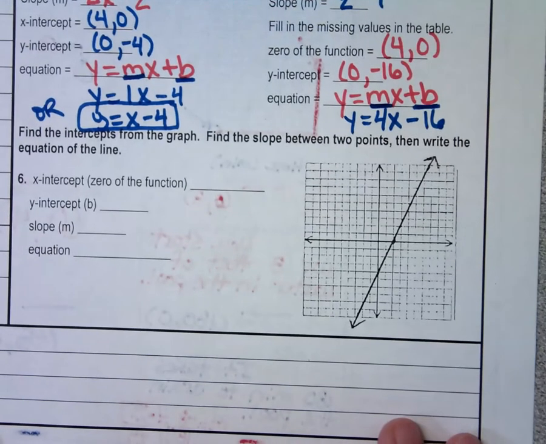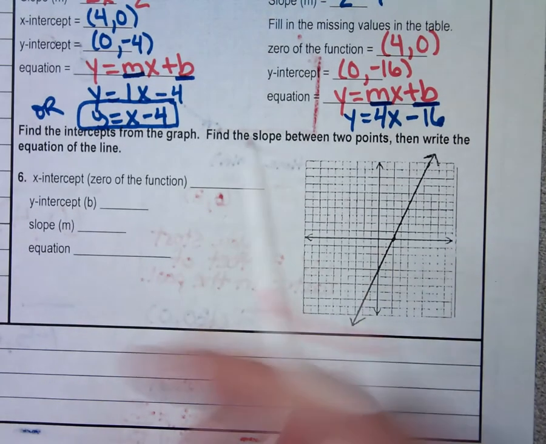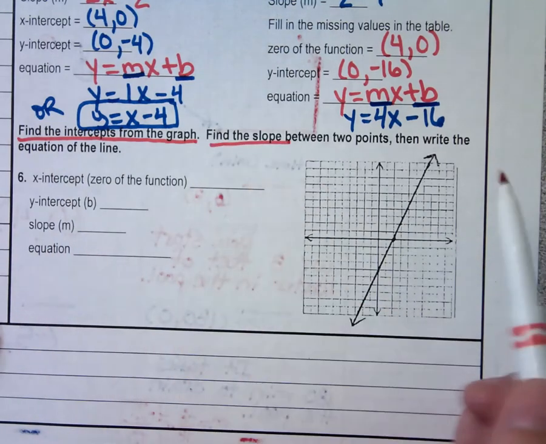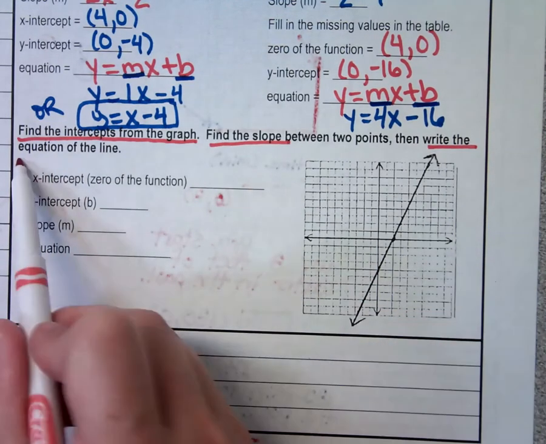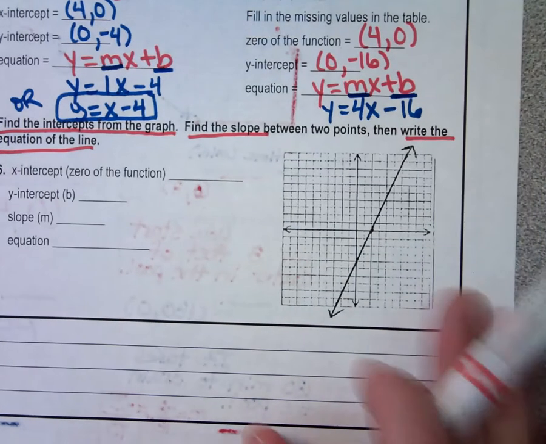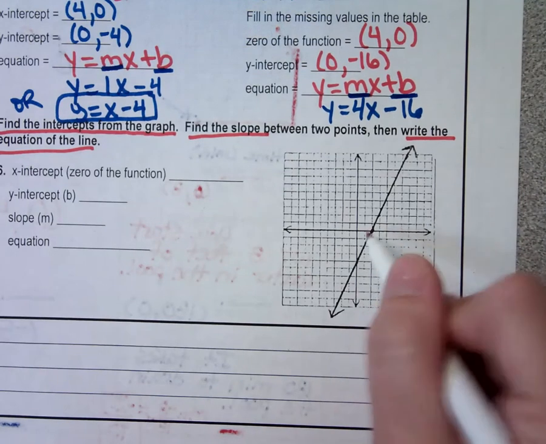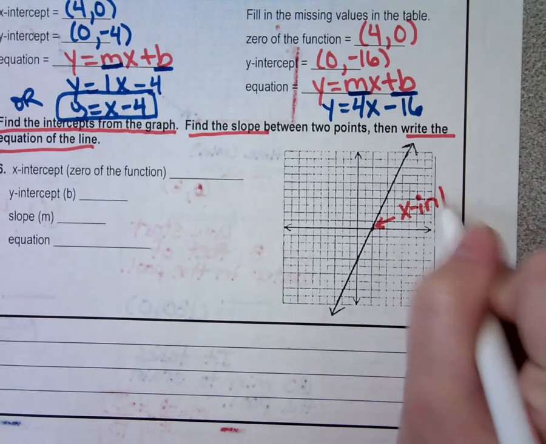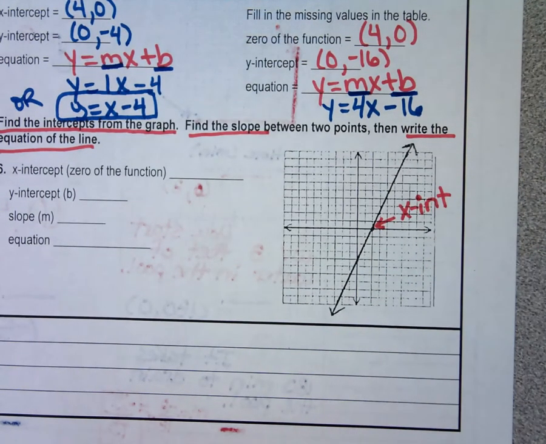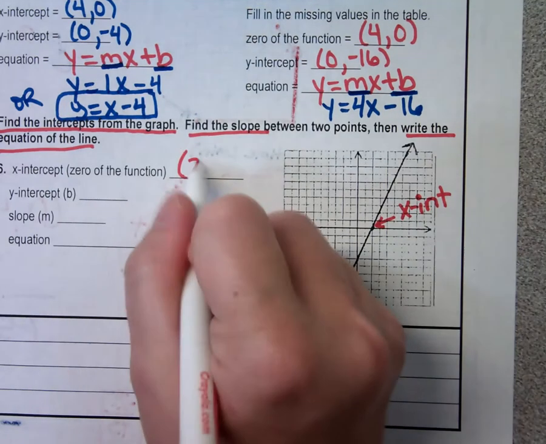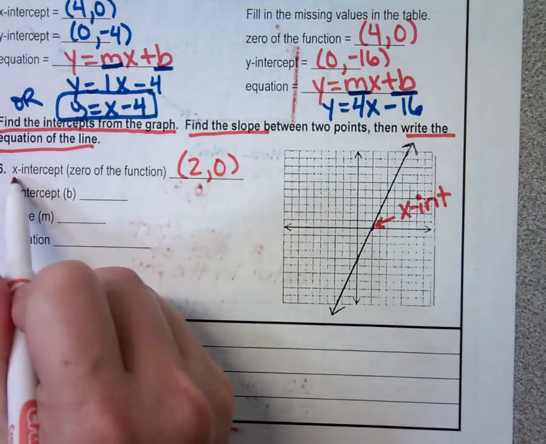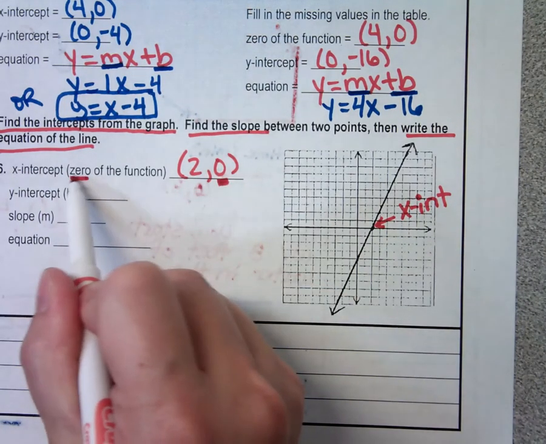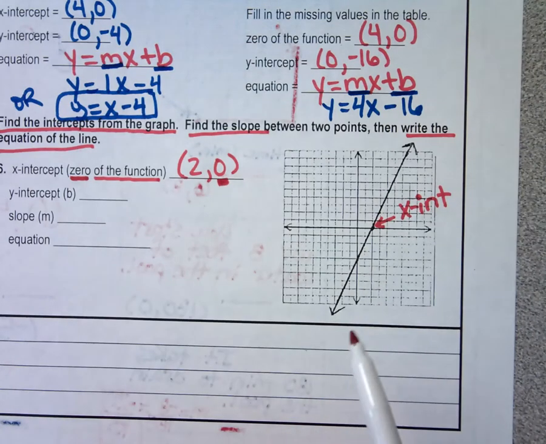Okay, one more. I want to find the intercepts from the graph, then I'm going to find the slope, and then I'm going to write the equation of the line. Okay, so wherever the graph touches the x-axis, that's called the x-intercept. Can you guys count and see what ordered pair that is? That's right, it's 2, 0. Remember, x-intercepts always have a 0 for the y. And remember, the x-intercept's also called the 0 of the function.